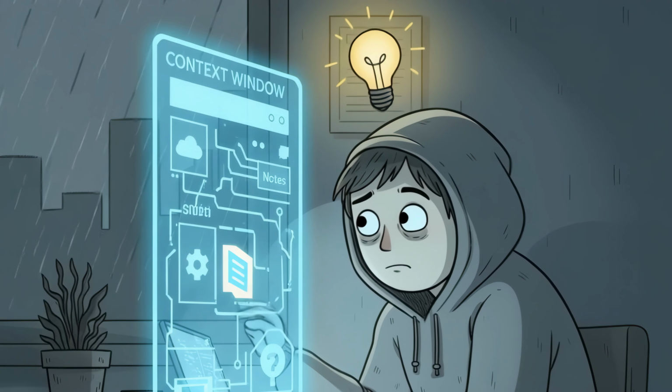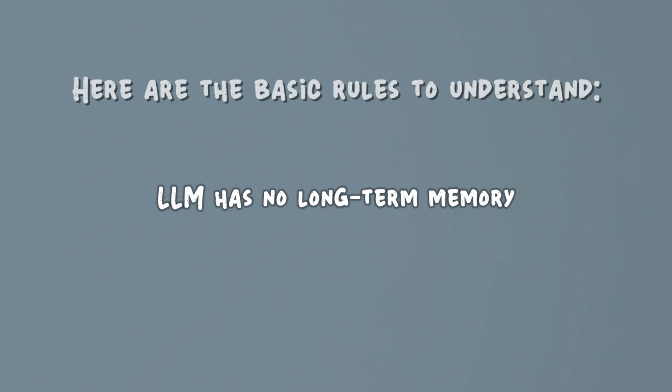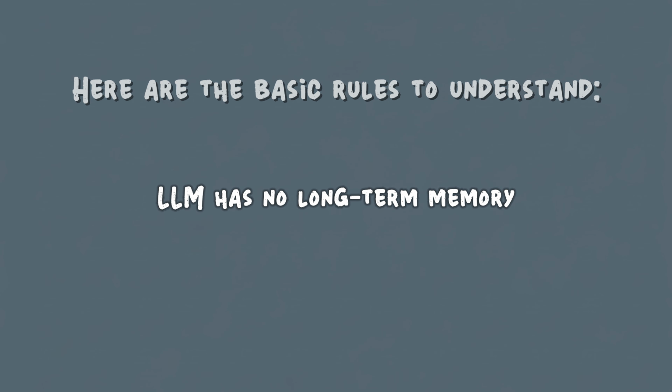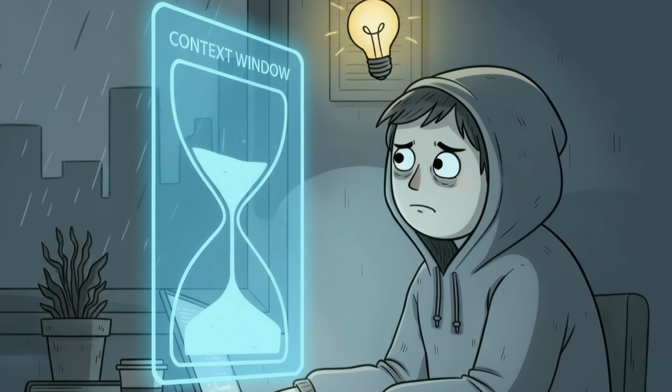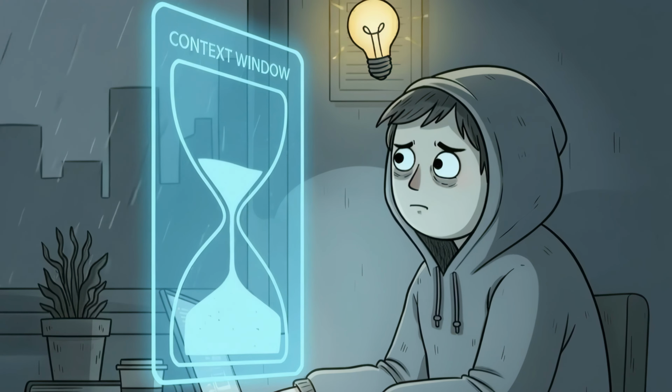Here are the basic rules to understand. LLMs have no long-term memory. Every time you send a new message, it starts from scratch. It only knows what you have included in the current conversation, the context window. It doesn't learn from past chats.